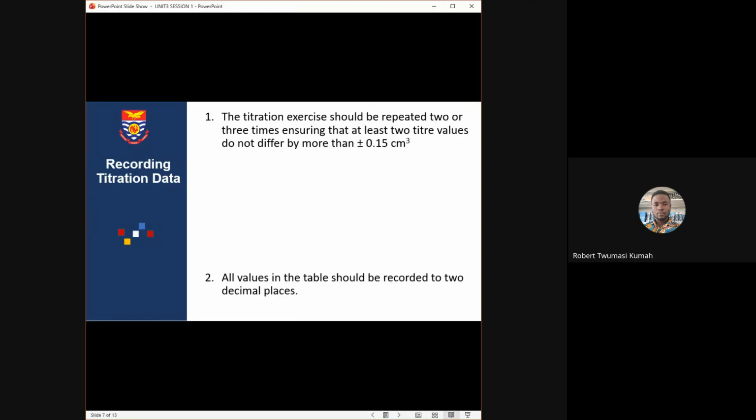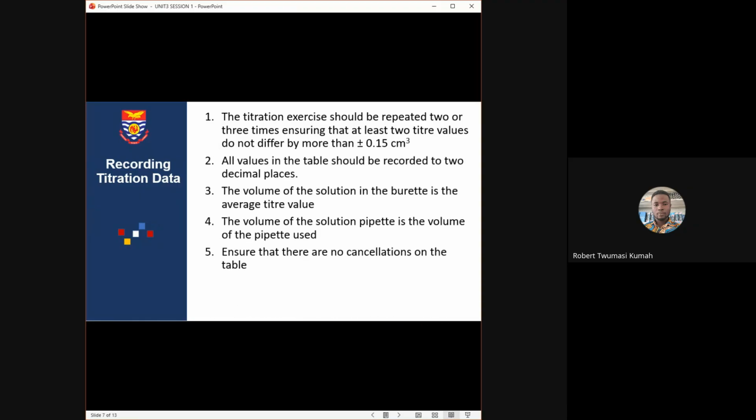Let's now look at reading and recording your titration data. The exercise should be repeated 2 or 3 times, ensuring that at least 2 titer values do not differ by more than plus or minus 0.15. It's not ideal to do just one titration and you have your titer, because you are humans.